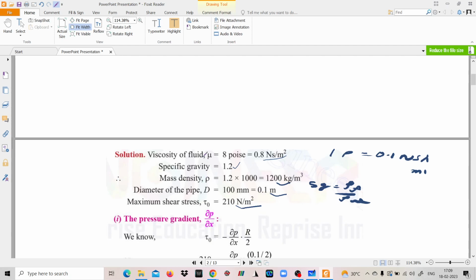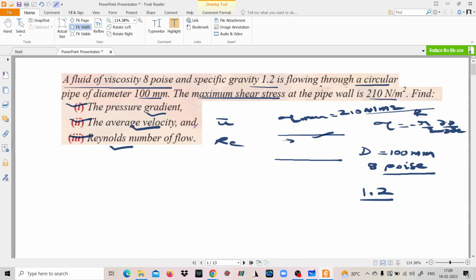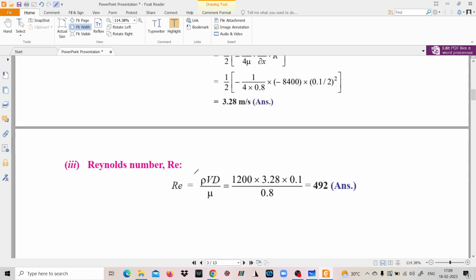The first step that you need to do for this problem is the third part, that is the Reynolds number of the flow. Why? Because from the question, it is not at all clear whether the flow is laminar or turbulent, because the Reynolds number is not directly given to you. If you want to use the equations that we have derived in today's lecture session, you need to make sure that the flow is laminar. If the flow is not laminar, you cannot apply those equations. So that's why you first of all need to obtain the Reynolds number.